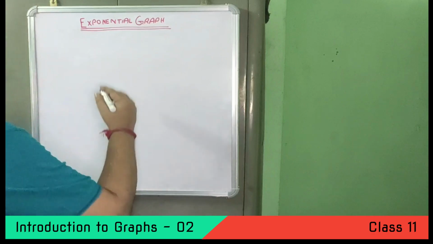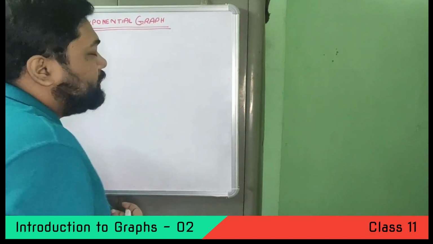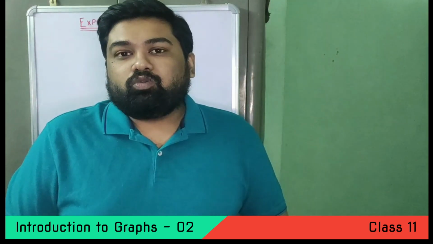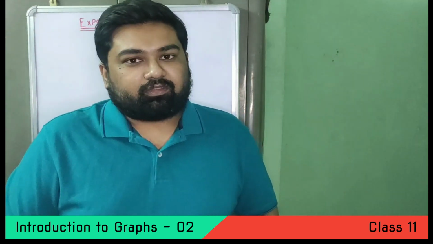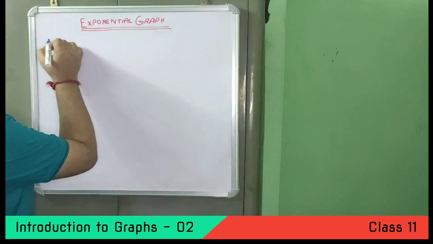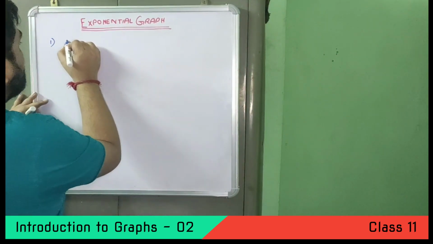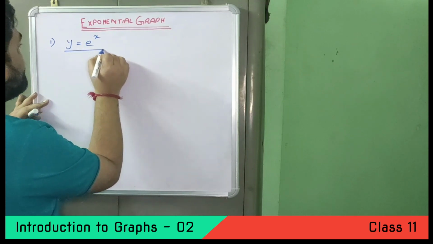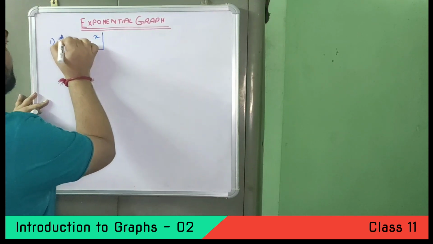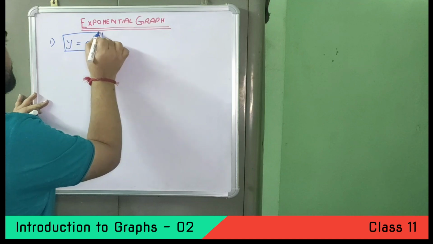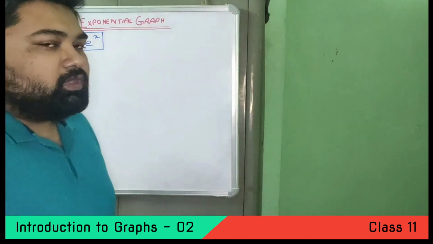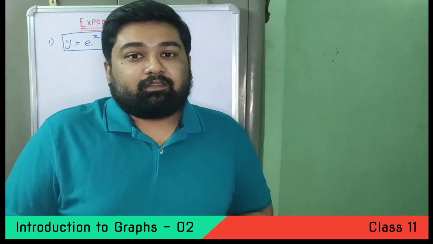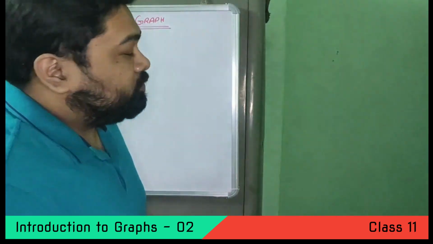First we will discuss the exponential graph. In the exponential graph we know there are two types of exponential equations. The first one is y equals e to the power x, right? First we will be discussing this equation only. Before proceeding to the graph, at first we have to see three values of the exponential.